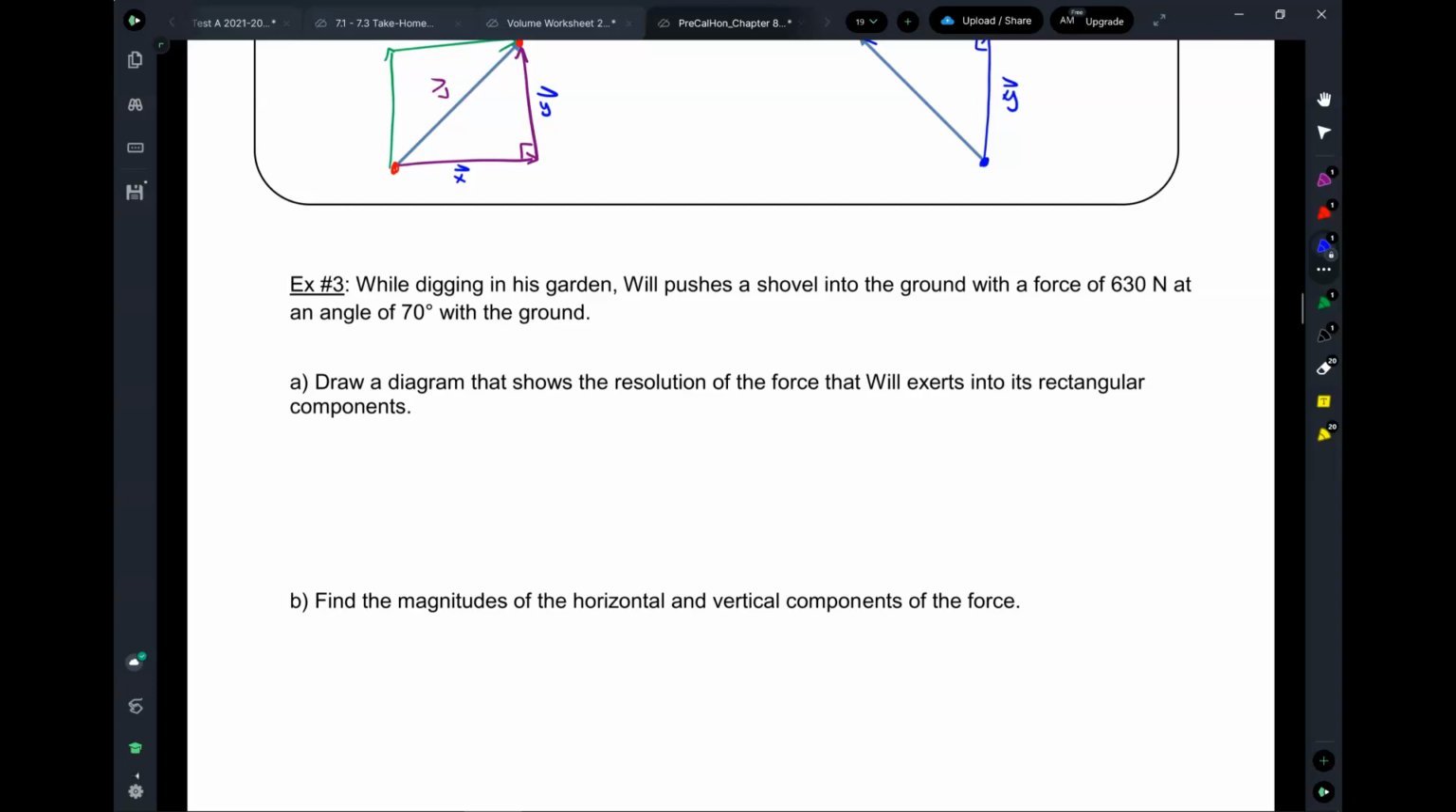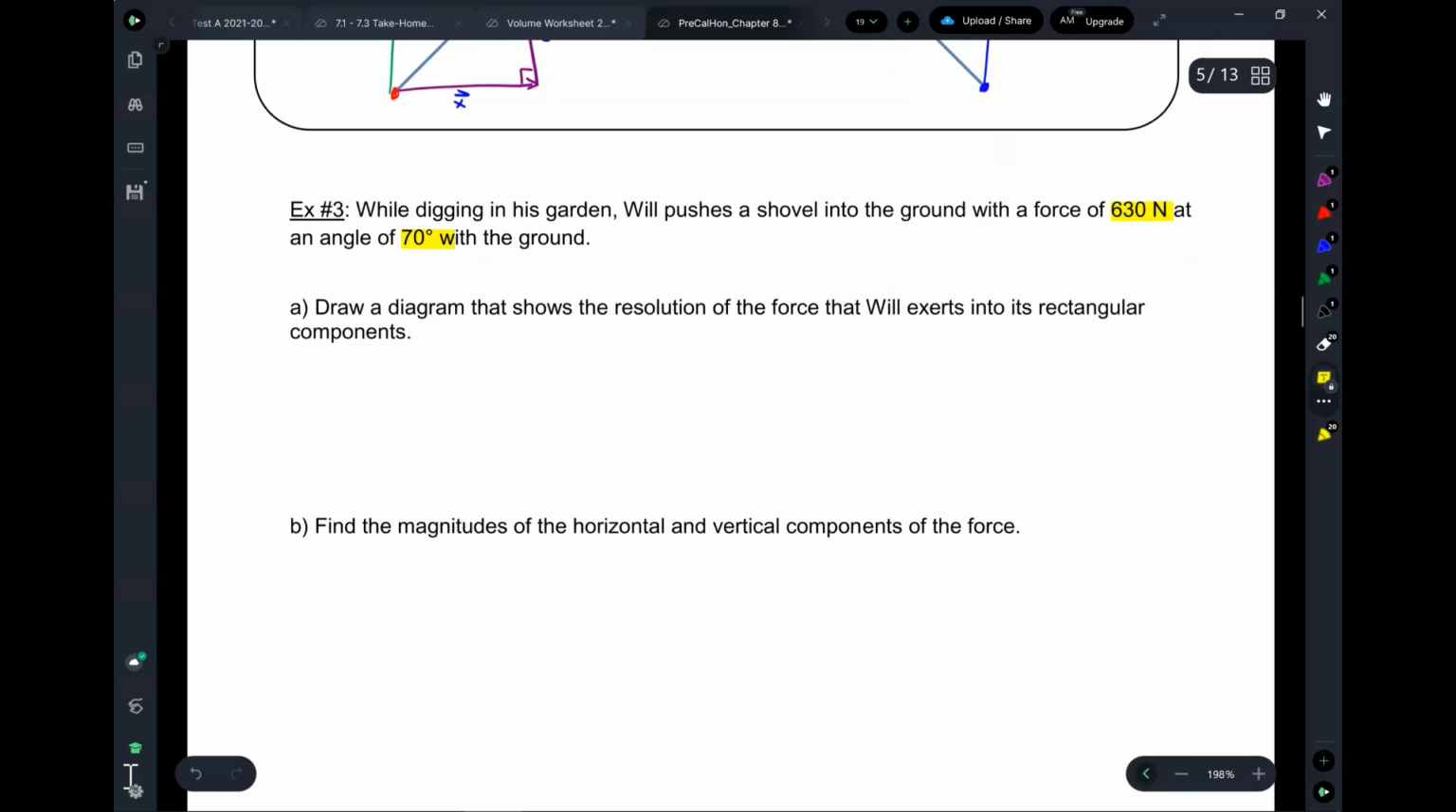So there you go. So Will pushes a shovel into the ground with a force of 630 newtons at an angle 70 degrees with the ground. Okay? So first what we have to do is draw the diagram that shows the resolution of this into its rectangular components. All right, so let's draw this. First, let's draw the shovel. Here is the shovel. 70 degrees with the horizontal.